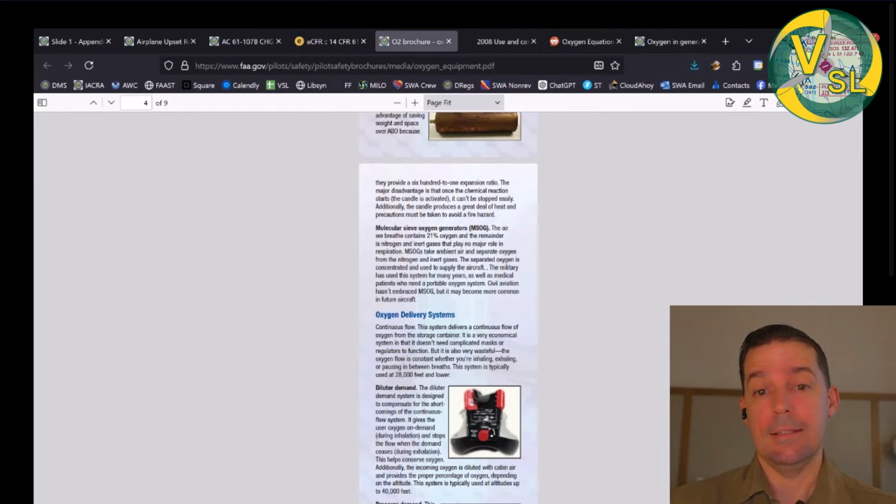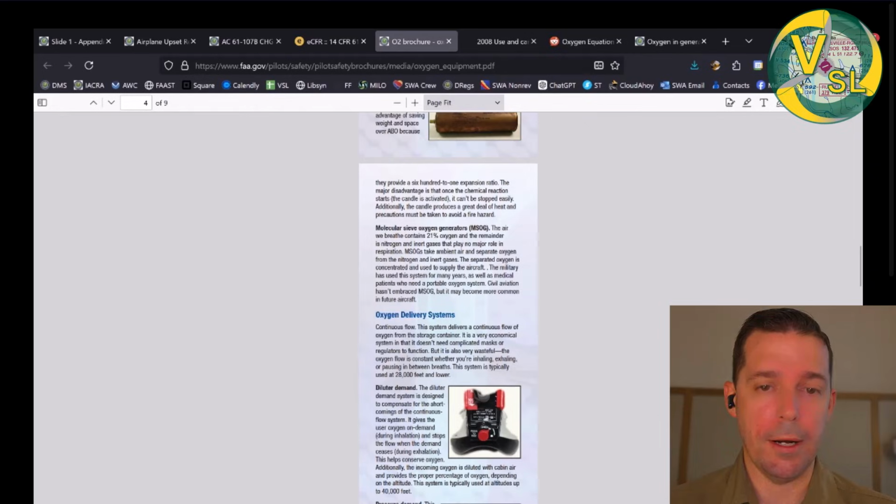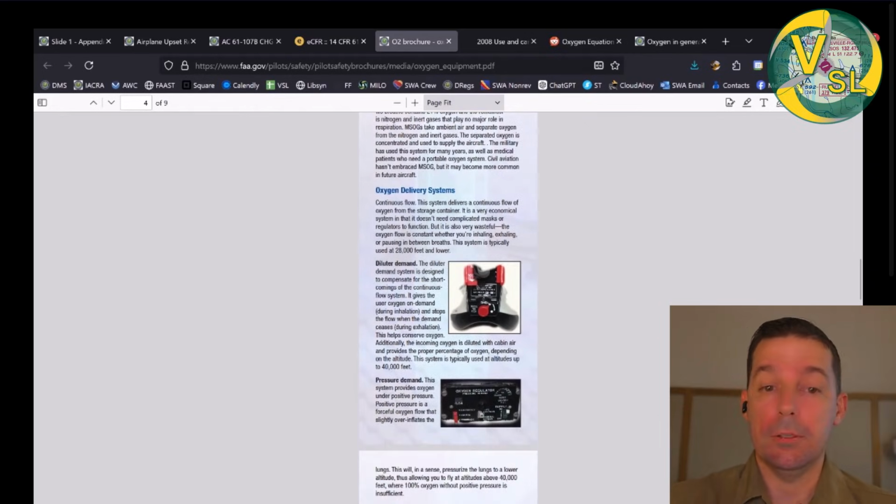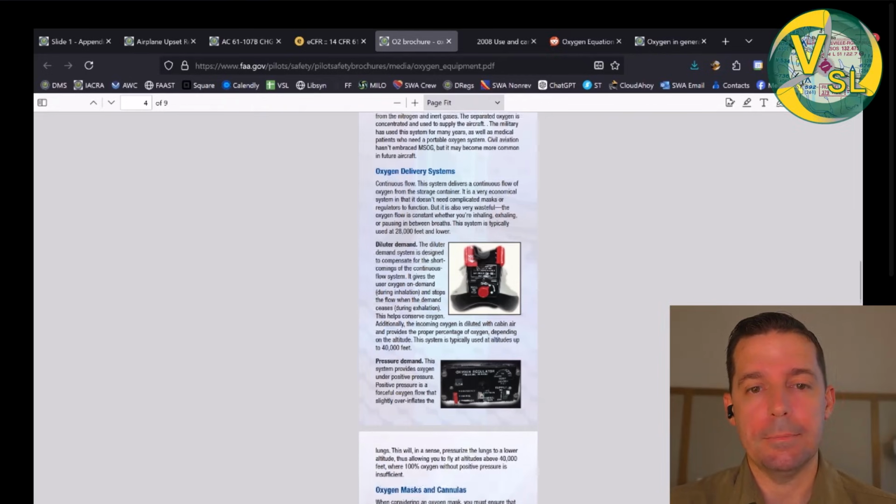So it takes it, separates the air, gets the pure oxygen, and sends it back to us as 100% oxygen. Typically these are called OBOG systems. Again, not very common in general aviation, so we're not going to spend a lot of time talking about them.